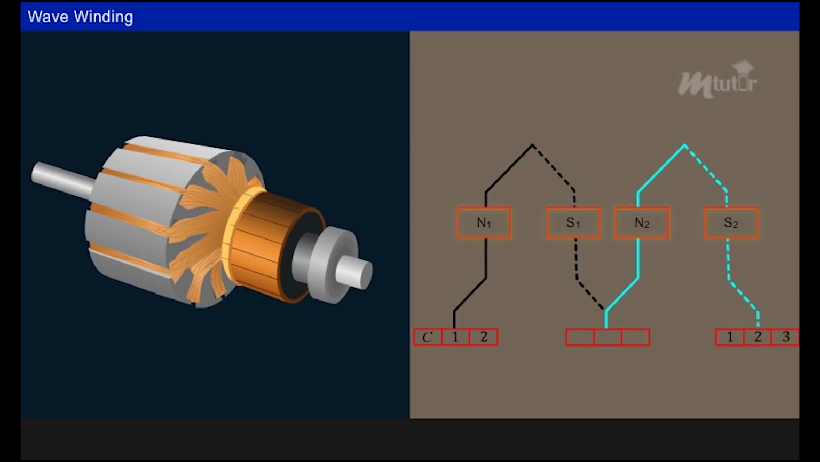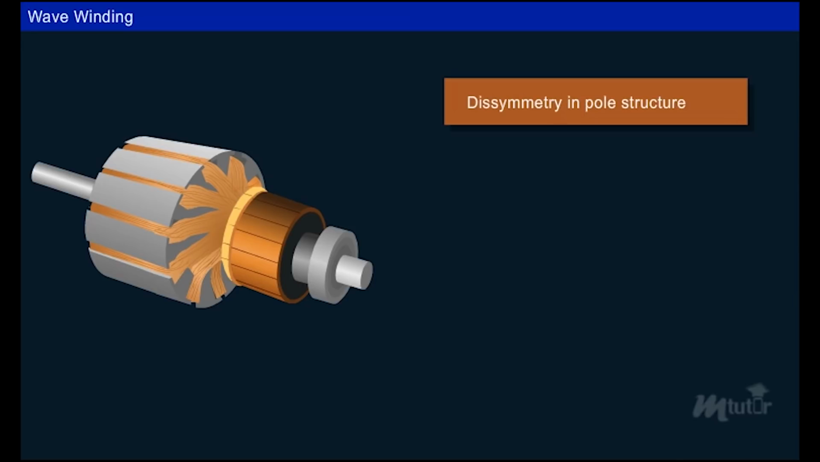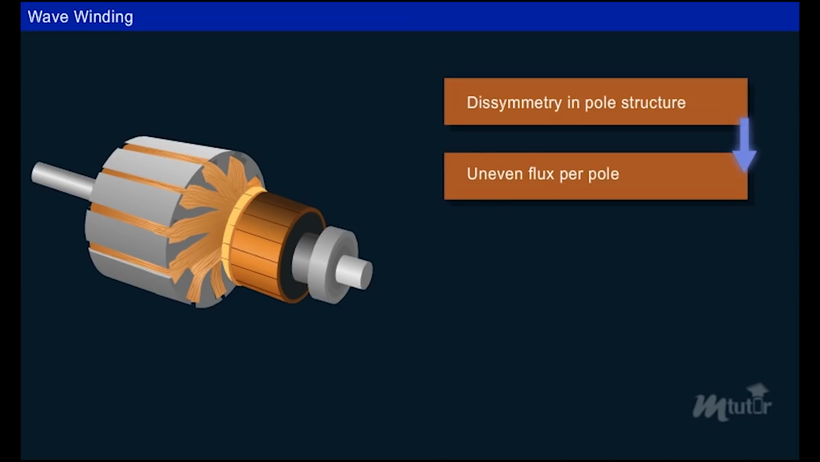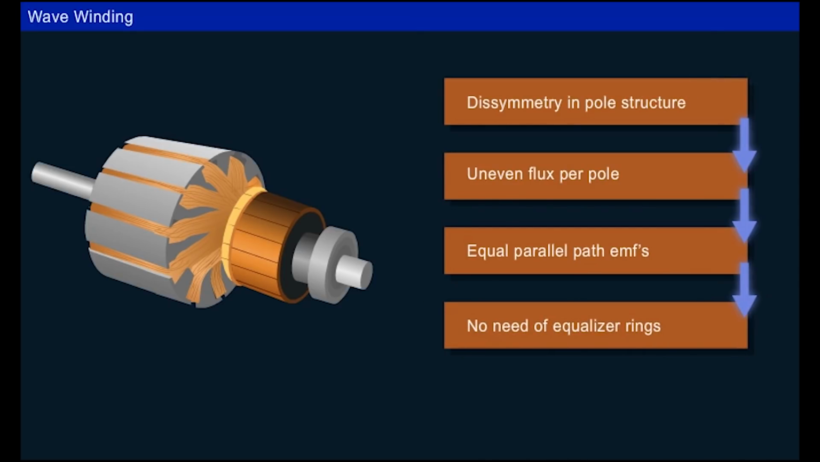Here, regardless of the number of poles, the number of current paths or parallel paths is always equal to 2. Therefore, even in the presence of unequal flux distribution due to any dissymmetric poles, the EMF in both the parallel paths will be the same, as both the coils are affected equally by all the pole pairs. Thus, no equalizer rings are required in wave windings.